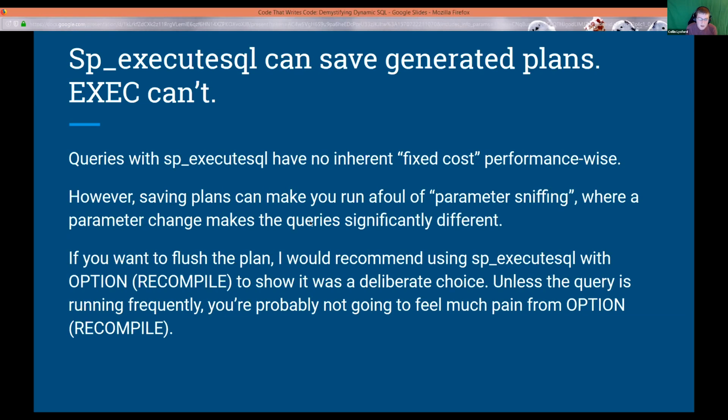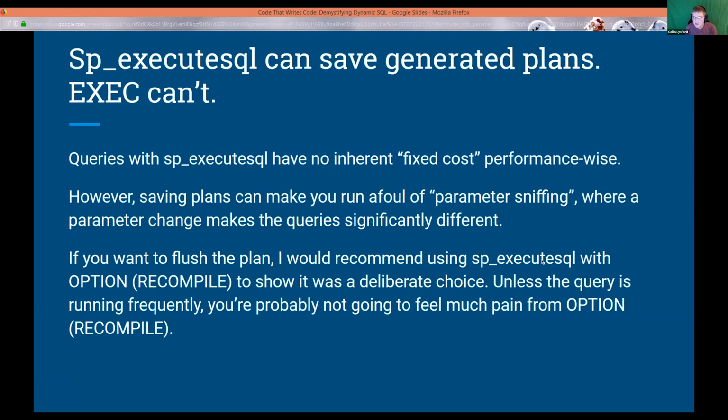under or over allocate resources because it thinks you're going to act like the first time when it's different the second time. If you want to flush the plan, you can just use EXEC in all caps, and that will make a new plan every time. I recommend never using EXEC, and you can use an OPTION (RECOMPILE) hint on sp_executesql. Because what that does is that shows you made a deliberate choice to flush the plan, and it wasn't just that you didn't know about sp_executesql.